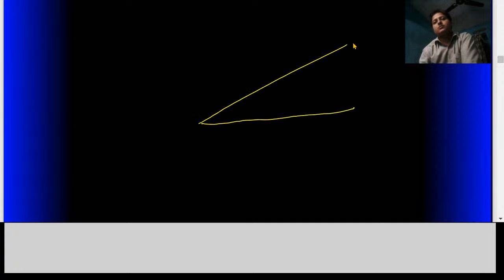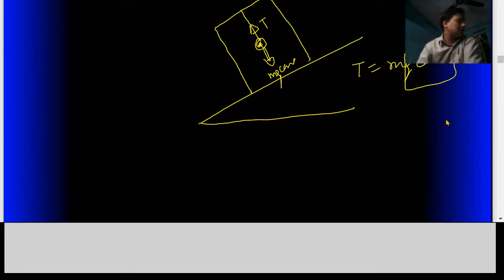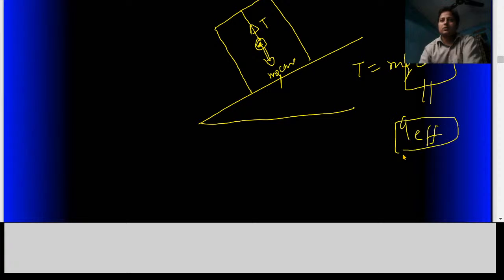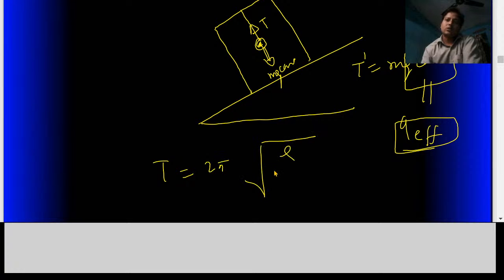So the final alignment of the simple pendulum is along this line. Here tension is balanced by mg cos theta. So T equals mg cos theta. Here the effective acceleration is g cos theta. So time period comes out to be 2 pi under root L over g cos theta.